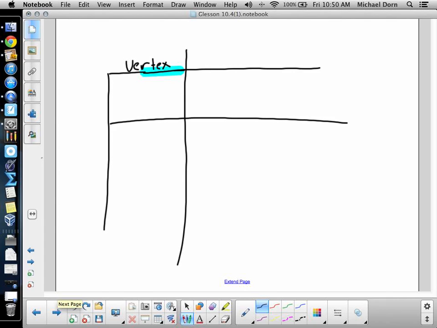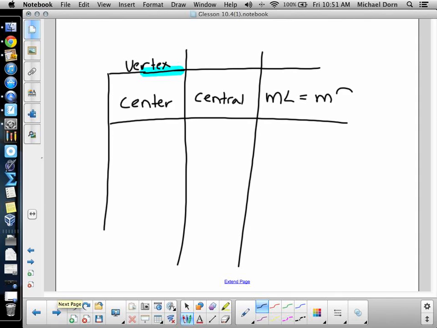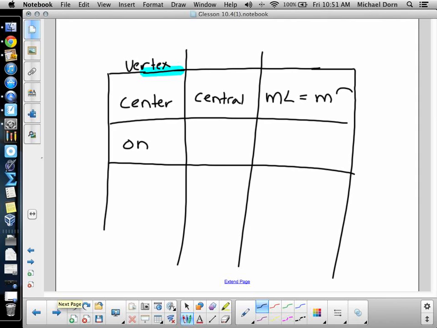Okay, so if the vertex is at the center of the circle, then the angle is called a central angle. And the measure of the angle equals the measure of the arc. Okay? If the vertex is on the circle, it's called an inscribed angle. And the measure of the angle is 1/2 the measure of the arc.